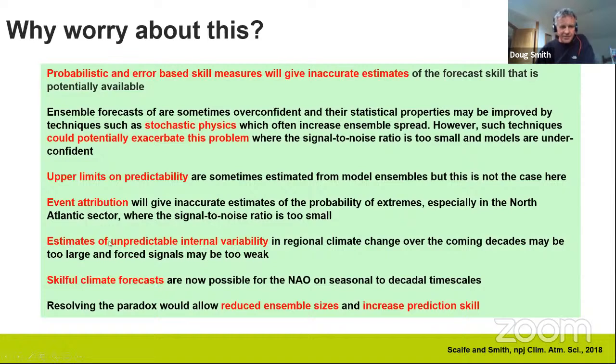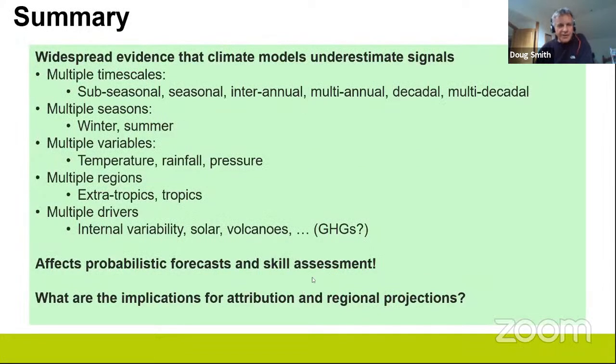It affects estimates of unpredictable internal variabilities, as I highlighted in the very first slide. So if the models are not responding correctly to the external forcing factors, then the diagnosed internal variability will be too large. But we can make skillful forecasts by taking a very large ensemble. But if we could resolve this error, then we could reduce our ensemble sizes and increase prediction skill potentially.